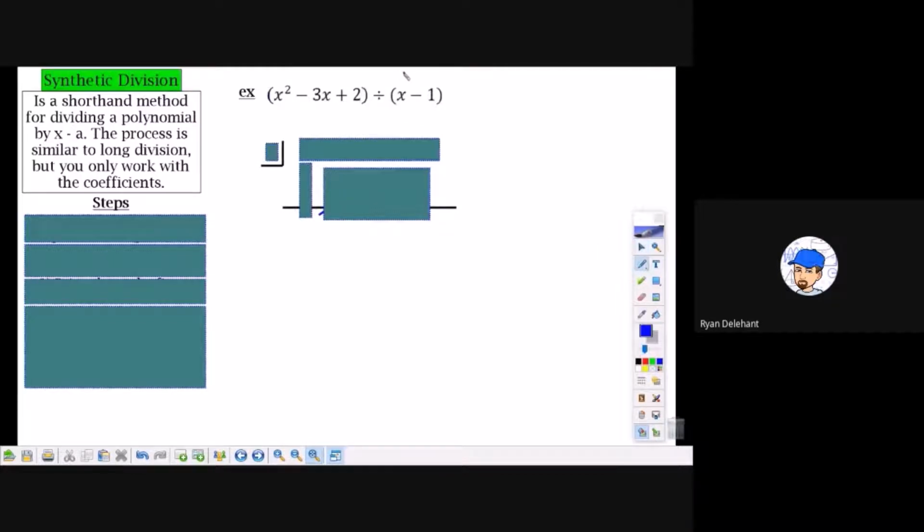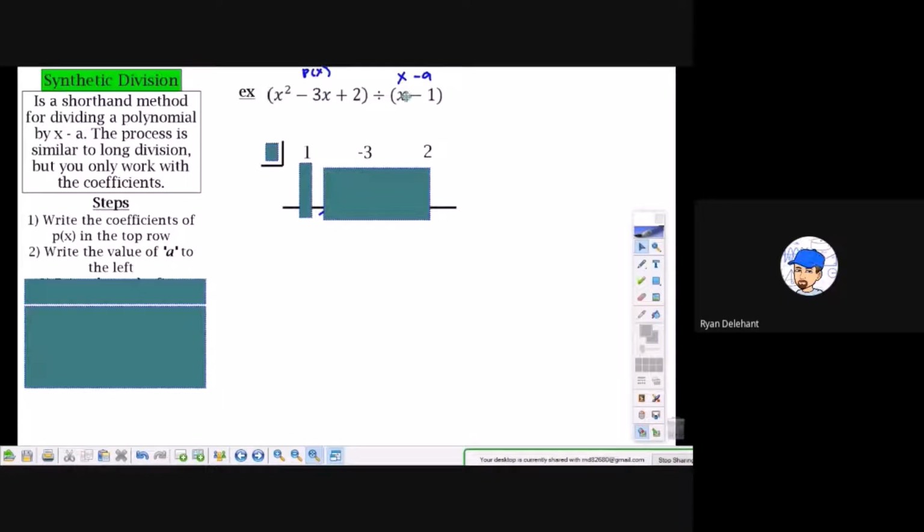So this is my x minus a. This was that p of x, the polynomial I wanted to divide. It's similar to long division, but will only work with the coefficients. So there's a couple steps with this. First step, write the coefficients of p of x in the top row. So what's the coefficient of x squared? X squared's coefficient is 1. Coefficient of negative 3x is negative 3, and the coefficient of 2 is 2. All we want are the numbers in front of each term of the polynomial.